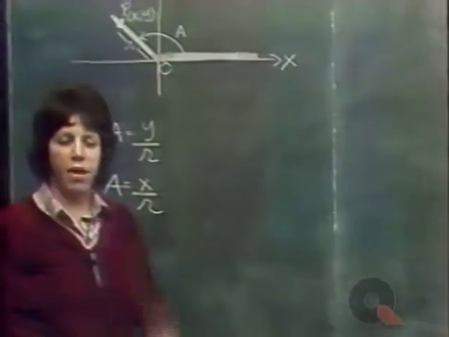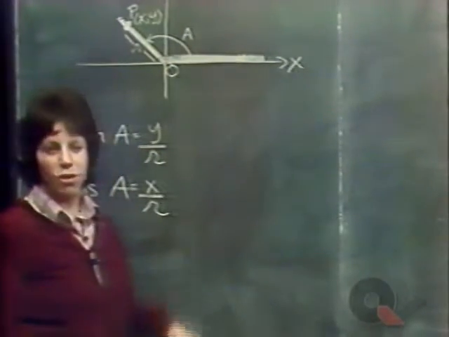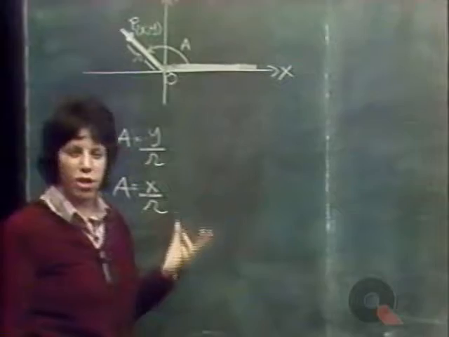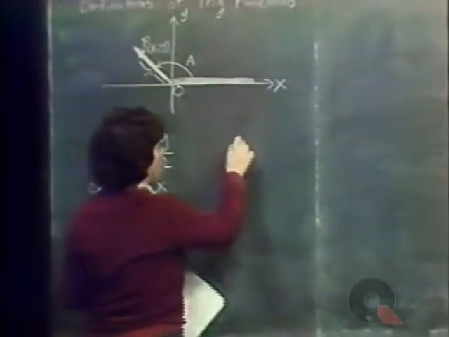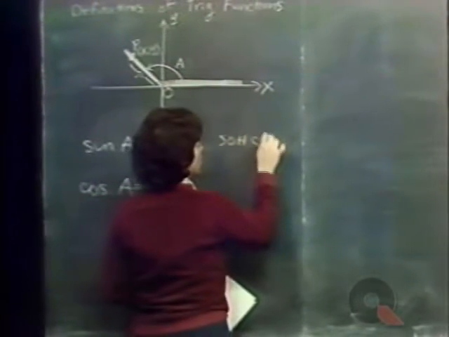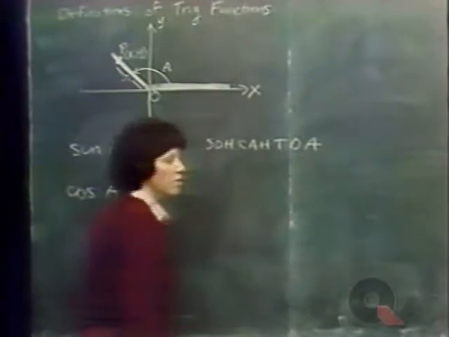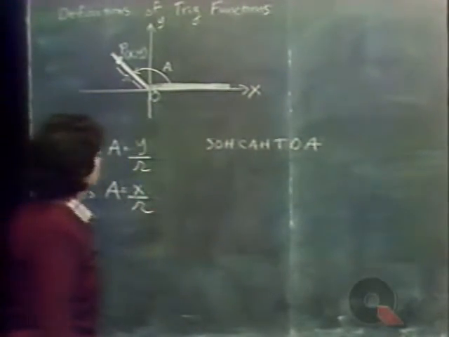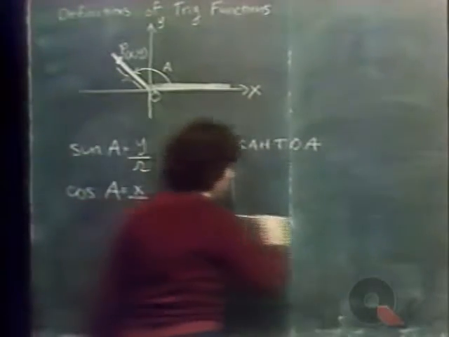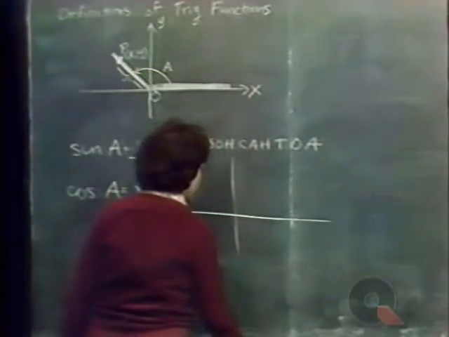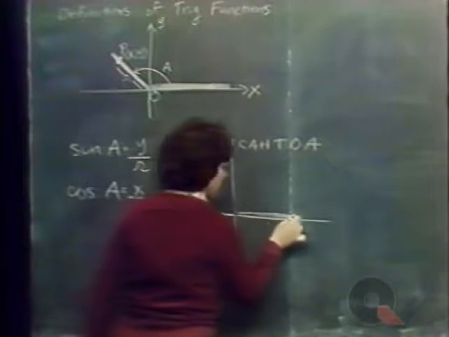If you'll recall in the last tape, I mentioned that the definitions that I gave you for the trig functions were consistent with the earlier definitions that you may have had, the so-called SOHCAHTOA definitions: sine is opposite over hypotenuse, cosine is adjacent over hypotenuse, tangent is opposite over adjacent. These are for angles in a right triangle. To see that, what you do is consider a first quadrant angle.